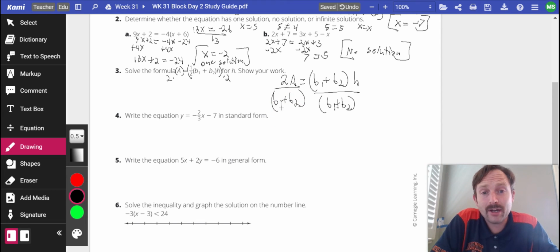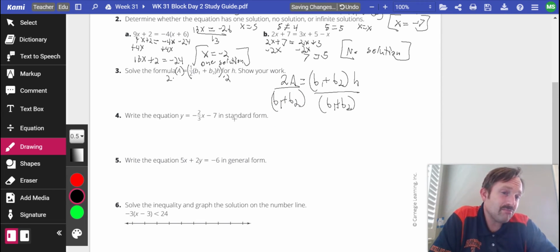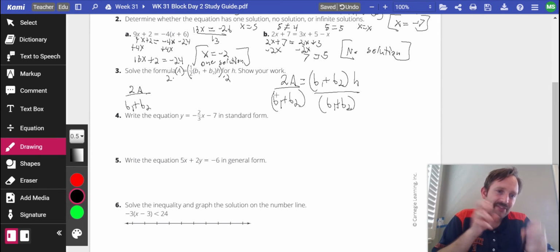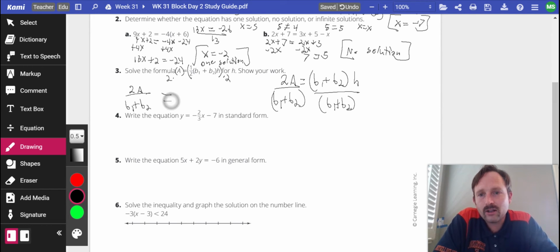Now, if they really wanted this to be hard, they would make it so that you solve for B1 or something. So we rewrite this. Now, if they're all alone on the bottom, they don't need to be in another set of parentheses. So you could take them out of their room right there. Okay, there we go. We solved for H.